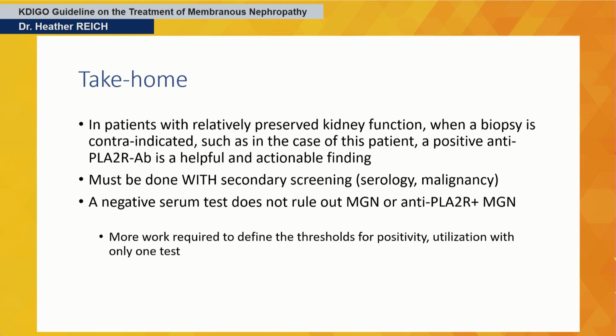However, it must be done with secondary screening, and a negative serum test does not rule out membranous nephropathy or anti-PLA2R positive membranous nephropathy. There's likely more work required to define the thresholds for positivity, and we also don't really understand how to apply this when most centers only use one test for anti-PLA2R antibodies. I don't know of too many centers that are using both the cell-based assay as well as the ELISA simultaneously.